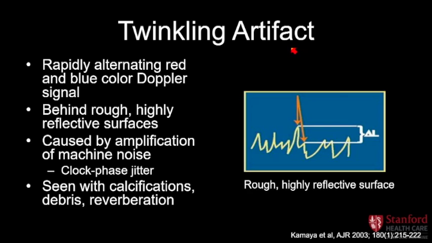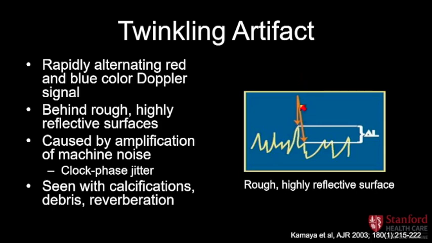What you'll see is this alternating red and blue color Doppler signal, and actually all colors of the spectrum, seen behind a rough, highly reflective surface. We think twinkling artifact occurs because of amplification of this intrinsic machine noise, this clock phase jitter. So you have a transducer here, it sends a brief pulse of sound and hits this rough surface. That sound gets reflected back to the transducer and the machine interprets that location.